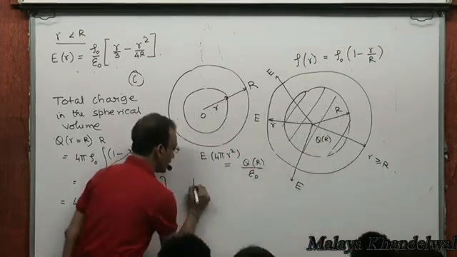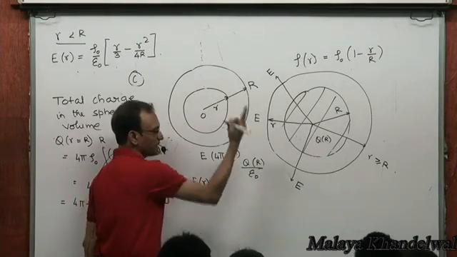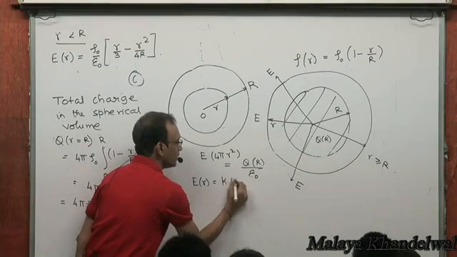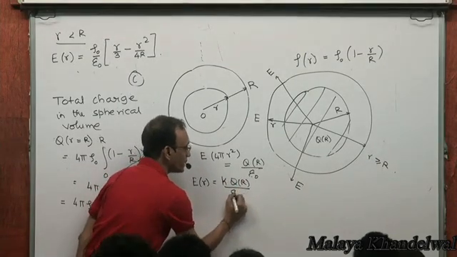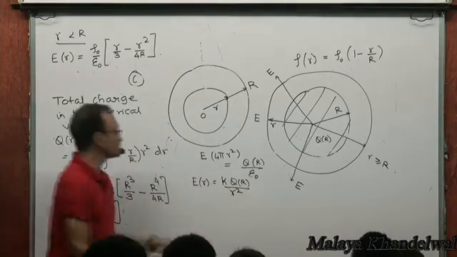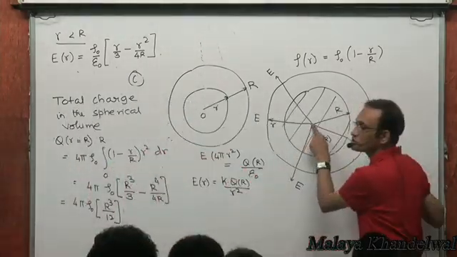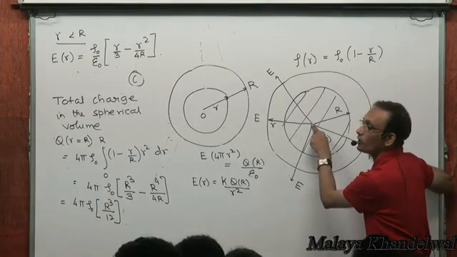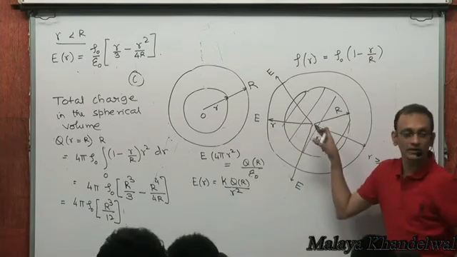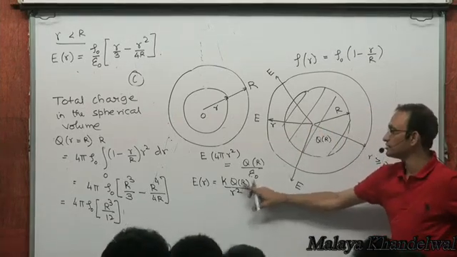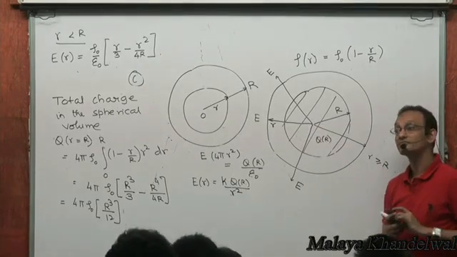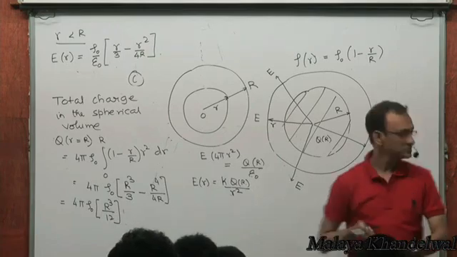That means E at a distance small r, for r greater than or equal to capital R, would be, with 1 by 4 pi epsilon naught as K, K Q in r divided by epsilon naught by r squared, which is as if this entire Q is concentrated here. The field at a distance small r would be KQ by r squared. Now do you understand this, that this entire Q could be imagined to be concentrated at the center? Yes or no? Clear?